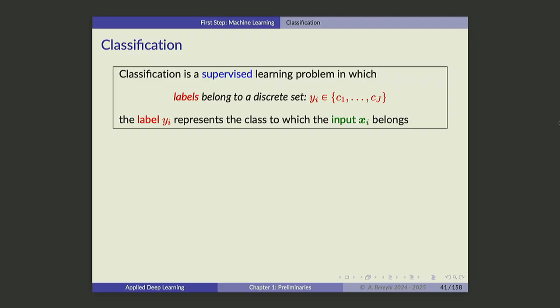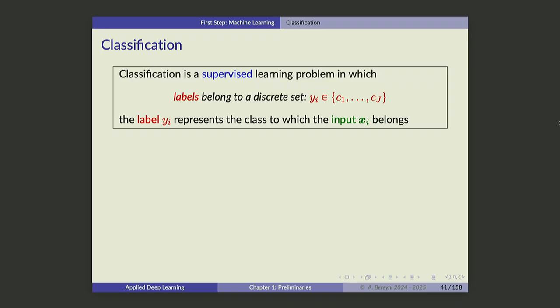What does it mean? It means that your label could come from a few possible cases, right? For example, it could be 1, 2, 3, 4, till 10. It could be cat, dog, frog, horse. So your label is coming from a finite set of, say, integers, a few countable cases. So when you have your label in this form, when it's coming from a discrete set, this is a classification problem. And usually we call it class 1, class 2, till class j. So cat is class 1, dog is class 2, frog is class 3, and so on.